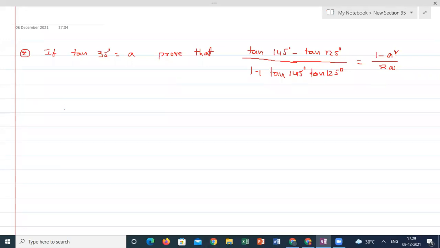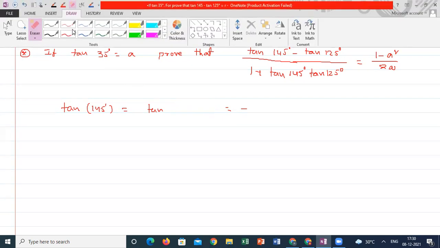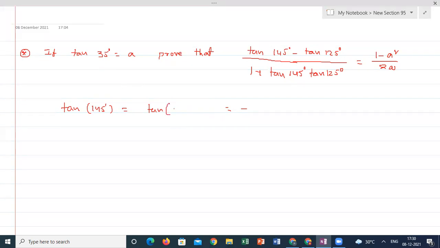Tan 145 can be written as tan of 90 plus 35. Correct? Which is equal to how much? Minus cot 35. No, tan 145 I'm taking first. Sir, how is 145 equal to 90 plus 35? It should be 180 minus 35. Sorry, guys. 180 minus 35. Tan of 180 minus 35.